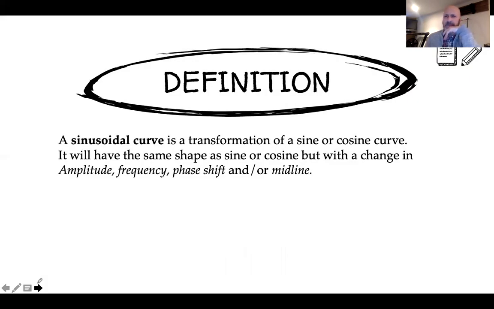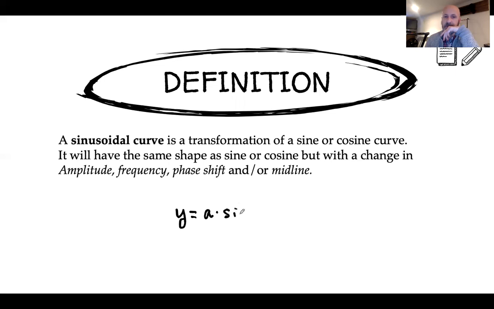I said one last definition, but I forgot that the slide was here. A sinusoidal curve, that's fun to say. Sinusoidal is a transformation of a sine or cosine curve. It's going to have the same shape as sine or cosine, but with a change in all of these terms we've seen so far: amplitude, frequency, phase shift, and or possibly the midline. So a sinusoid will look like this for some parameters a, b, c, and d.